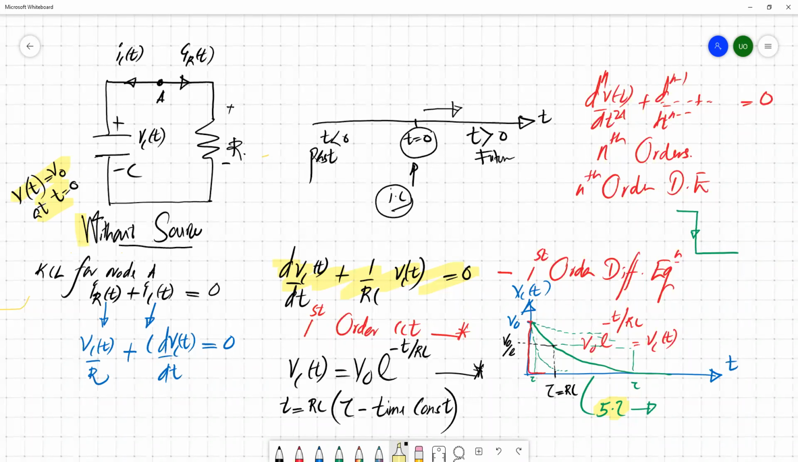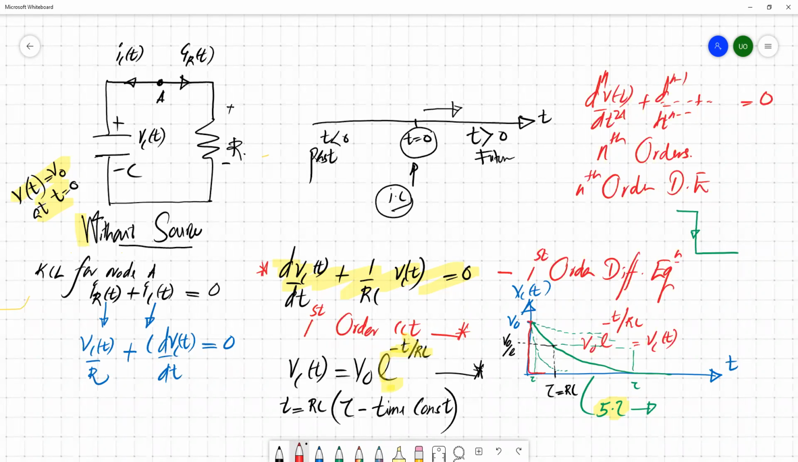So in first order circuits, the voltage normally follows an exponential trend. It may converge to a constant, or it may converge to zero. Anyway, the pattern aligns with the exponential function. The initial value depends completely on the initial stored energy of the capacitor or inductor. So we ended up with a differential equation.